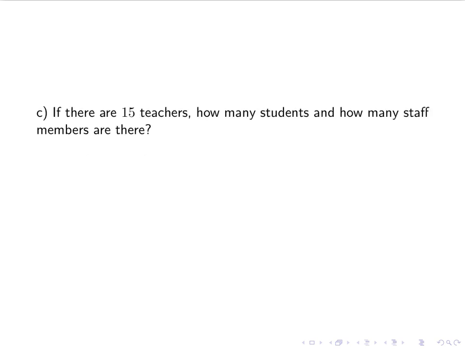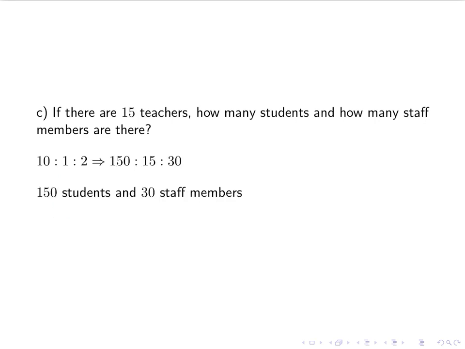And then lastly, if there are 15 teachers, how many students and how many staff members are there? So we start with our original ratio, and then the one in the middle is the teachers. So I want that to become 15. So I need to multiply 1 by 15, so I'm going to multiply all 3 of them by 15. And that gives us 150 to 15 to 30. So that means there's 150 students and 30 staff members.